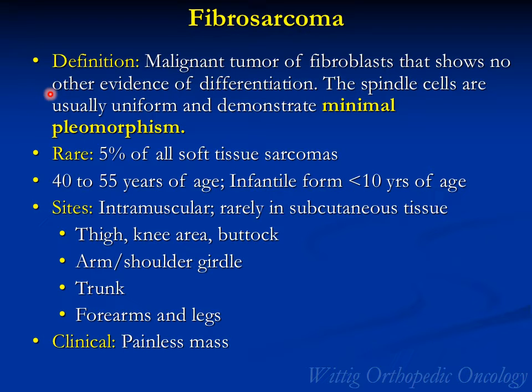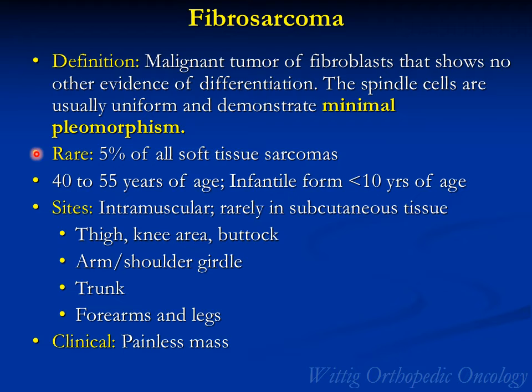It doesn't express smooth muscle markers or any other types of markers that would show that it's heading down the path of differentiating into some other type of tissue. The spindle cells are usually uniform and demonstrate minimal pleomorphism, meaning that the cells are similar sizes and shapes. It's a rare type of soft tissue sarcoma.